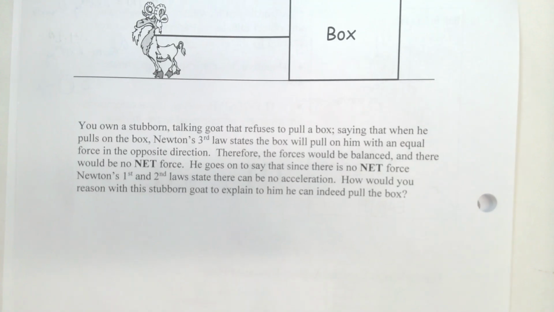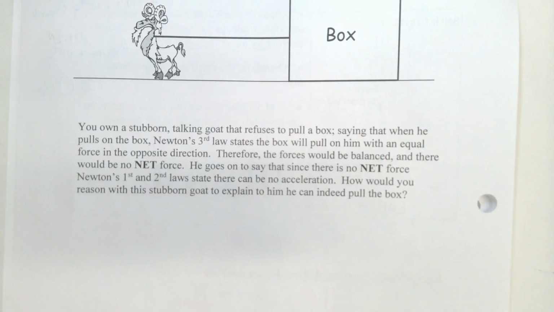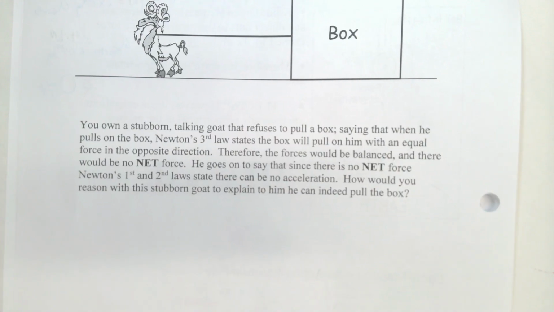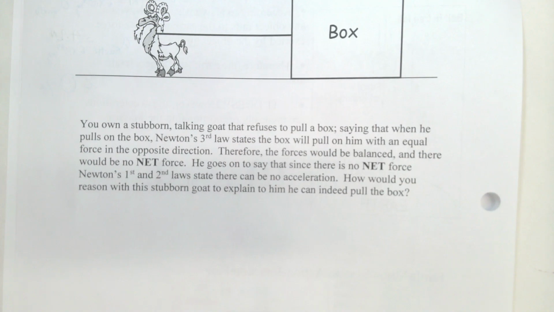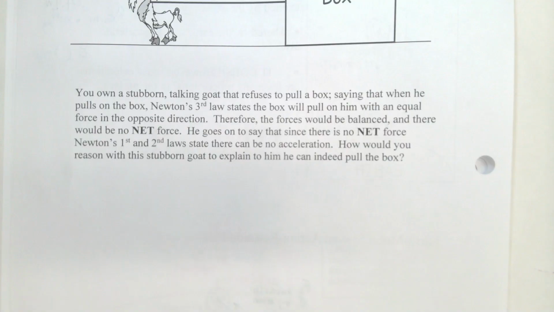Here, you own a stubborn talking goat that refuses to pull a box, saying that when he pulls on the box, Newton's third law states the box will pull on him with equal force in the opposite direction. Therefore, the forces would balance out and there will be no net force. He goes on to say that since there's no net force, Newton's first and second law states that there can be no acceleration. How would you reason with this stubborn goat to explain to him he can indeed pull the box?